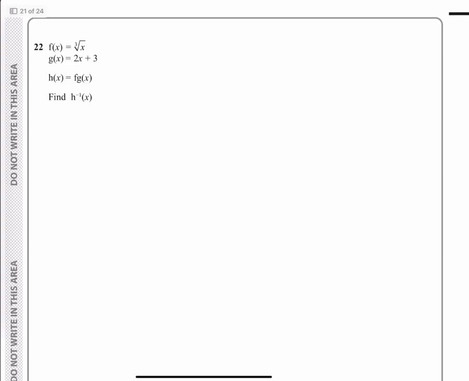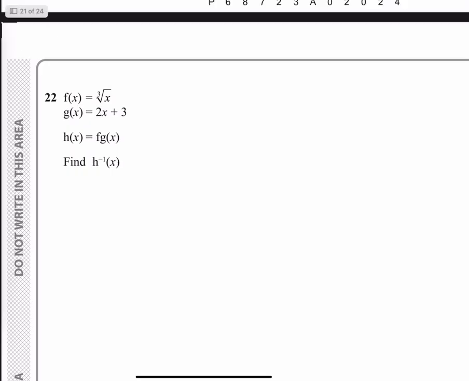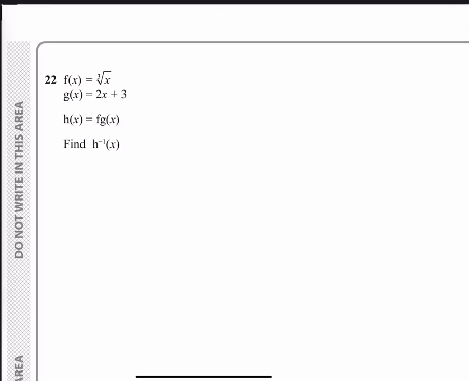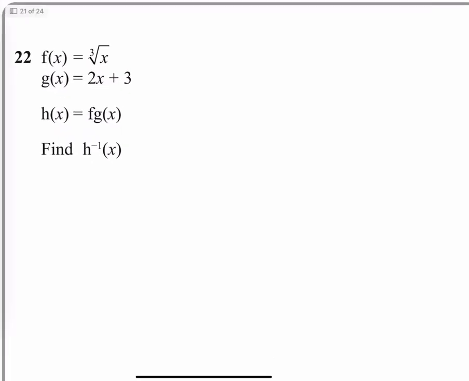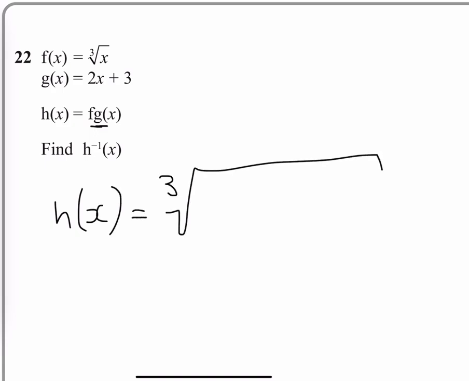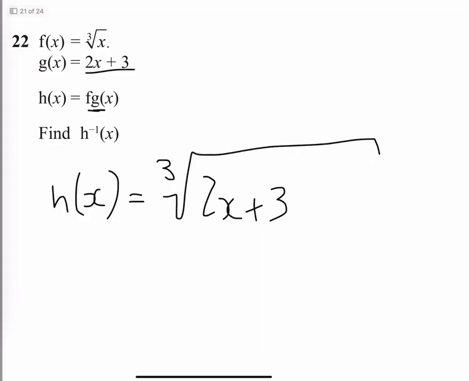Sometimes I just miss the words. There's not enough words for this question. But, okay, we can do it. So we want to find the inverse of h. So let's work out what fg is. So we do g first because it's on the inside, and then we do f. So this means h of x equals f of what we've done to g, so that will be the cube root because that's the f, and then we've just turned the x into 2x plus 3, so it will look like this. We now change it round.